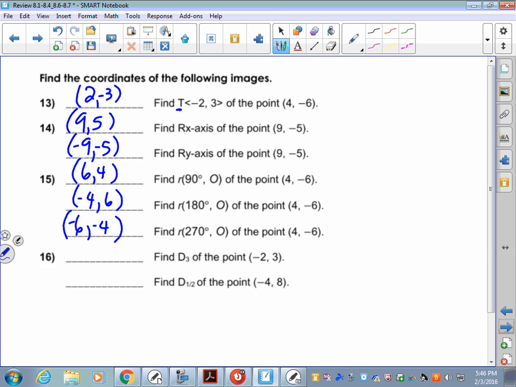All right, this is a capital T. Capital T is for translation. And because I see -2, 3, that means this is going to be x minus 2, y plus 3. And that means that I'm going to do that to each point. Since my x is 4, this would be 4 minus 2. Since my y is -6, that'll be negative 6 plus 3. And then I simplified, that's why I got 2, negative 3.